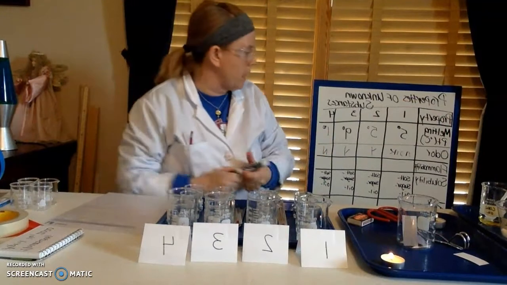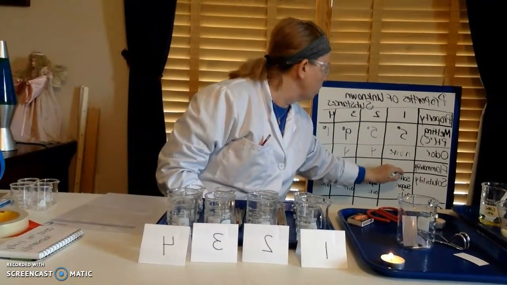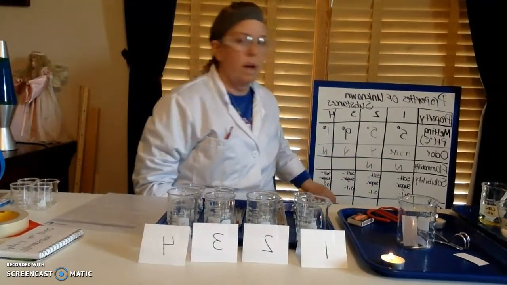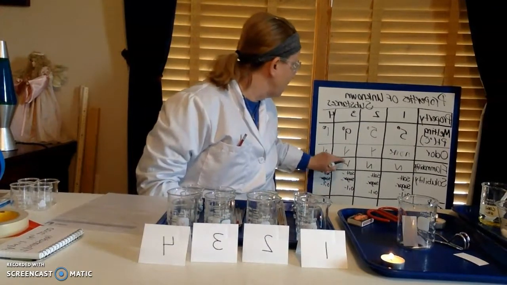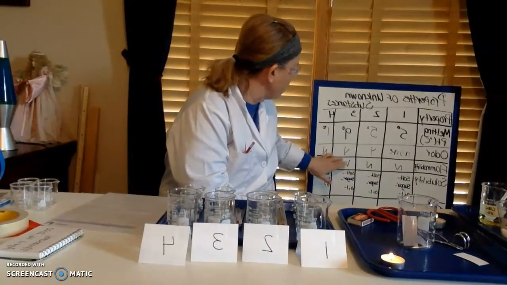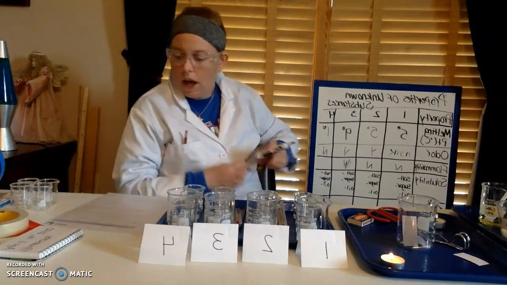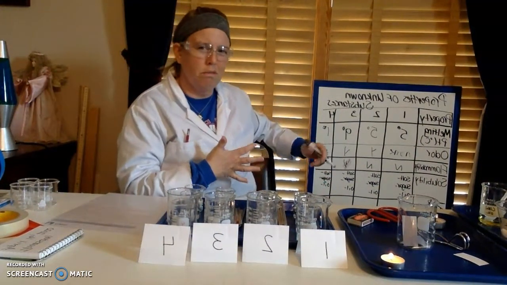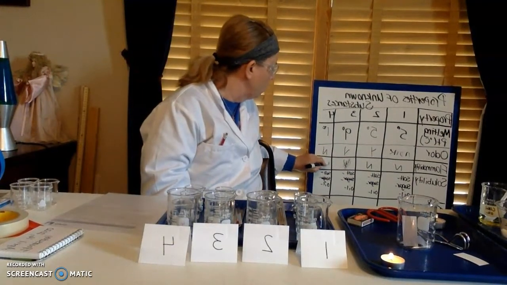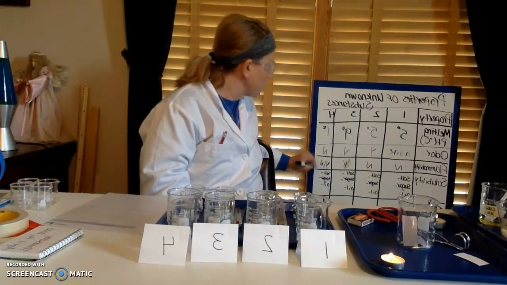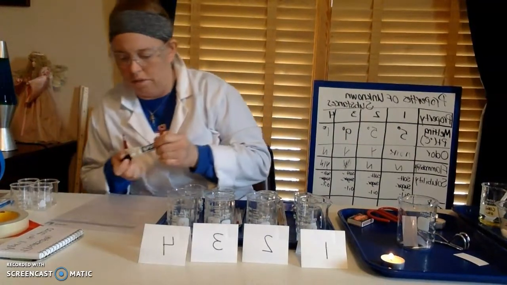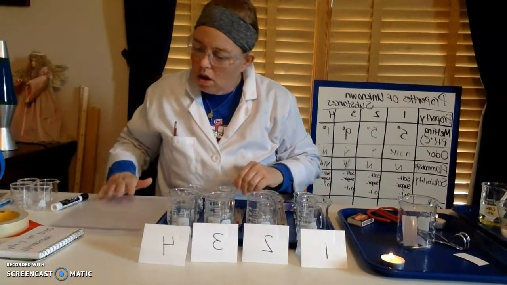All right, so back to our data table. We had no. We had no. We had yes. Whoops. I can write yes. And we're going to put yes, no, because that one was slightly flammable. So Y/N for that one.